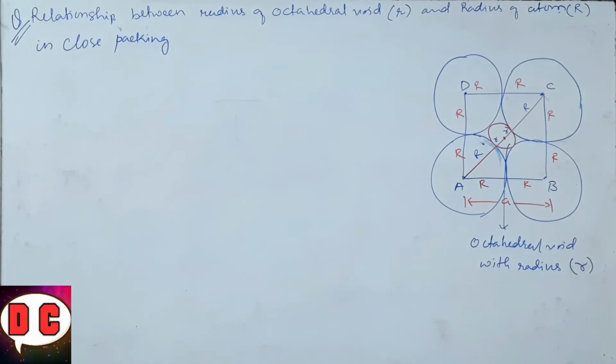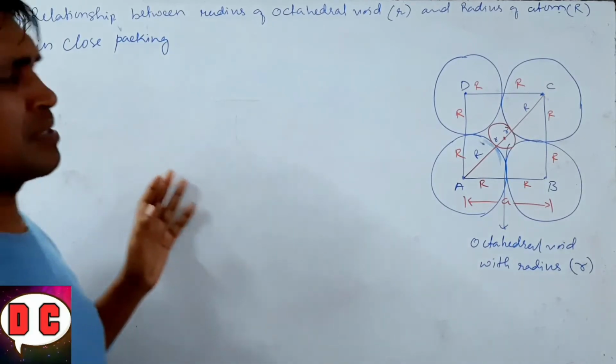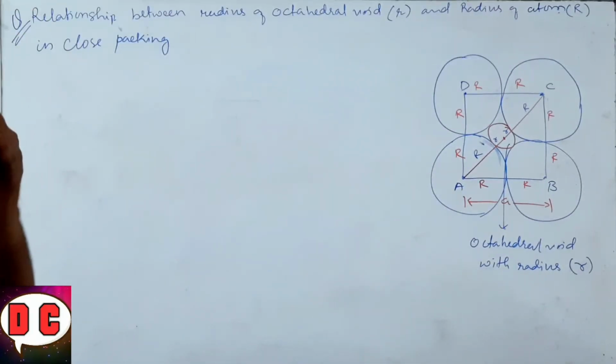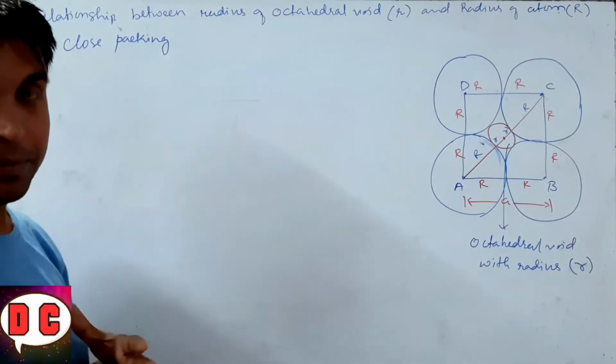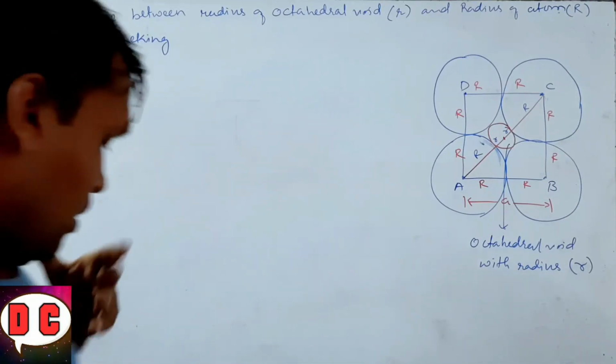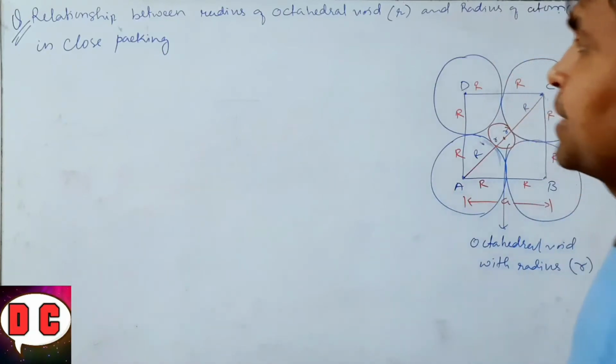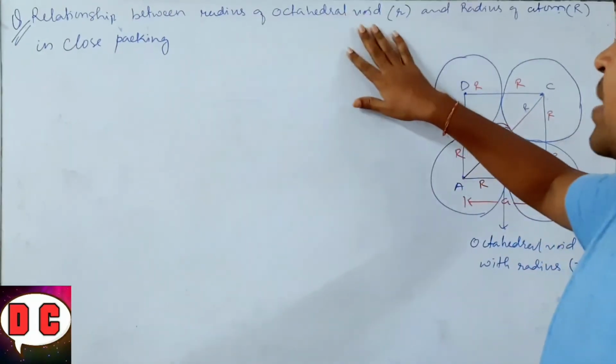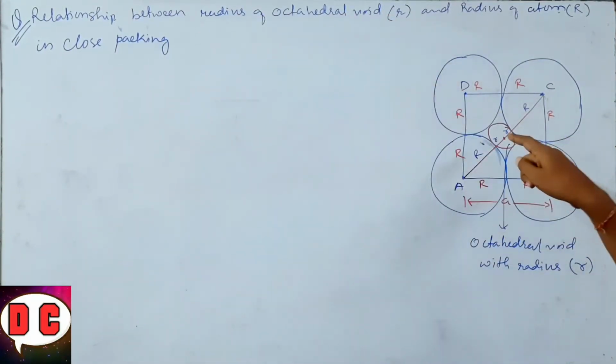Okay, so the important questions, these are 3 mark questions. Most probably they come in the exam, not only in NBSE, CBSE also. So here the question is what? Relations between the radius of octahedral void. So this is the void.